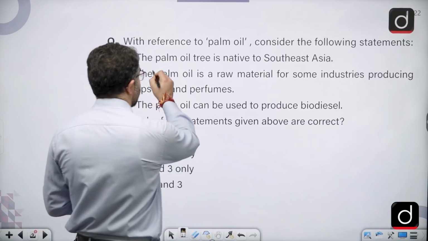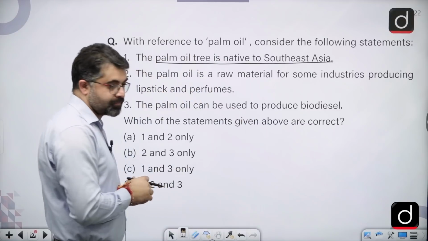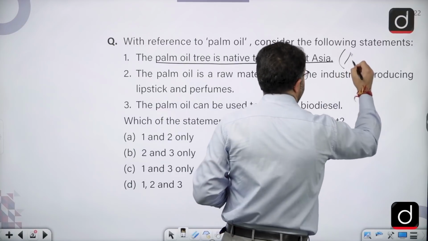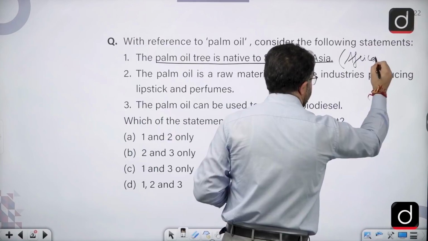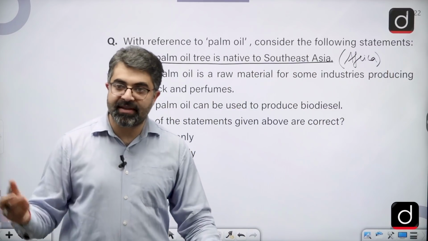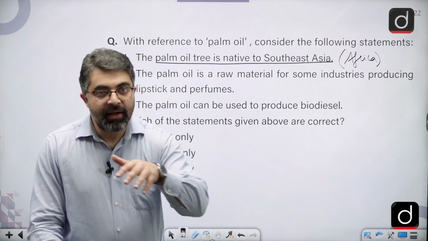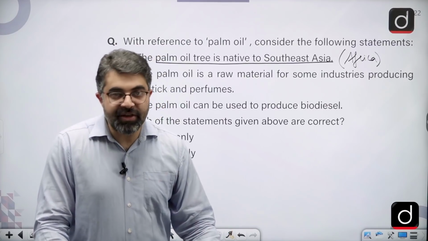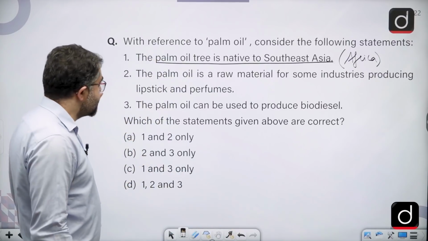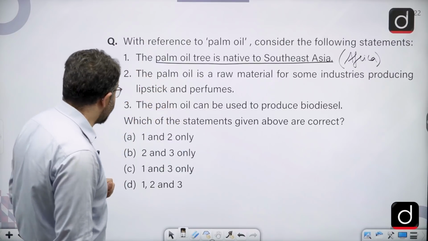First is, the palm oil tree is native to Southeast Asia. No, it is native to Africa. It is believed to have reached the shores of India or Southeast Asia through currents or maybe some land route. It could have reached this part. So it is not native to India, or for that matter Southeast Asia. It is native to Africa.